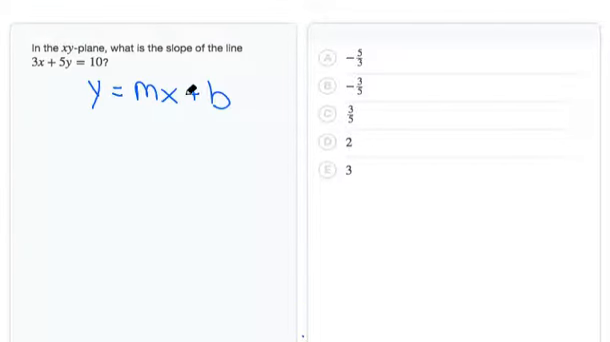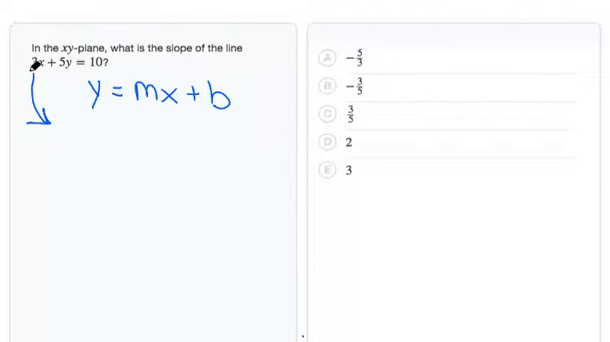Here x and y are variables, but m represents our slope and b is our y-intercept. So if we can isolate y in the given equation, we can find the number that's multiplied by x, the coefficient, and that will represent our slope out of the given options. So let's take our given equation and start isolating y.